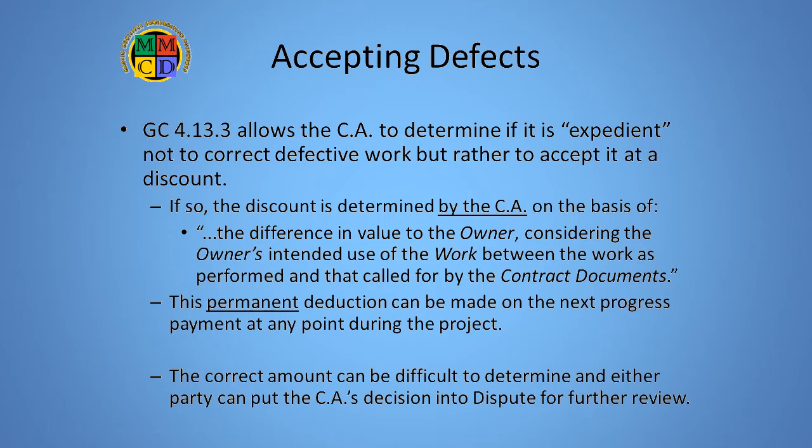A simple example might be a small area of paving which was laid slightly less thick than required. Rather than trying to overlay or remove and patch, the CA might determine the loss in long-term value to the owner and authorize a permanent deduction. Of course, this needs to be confirmed with a change order, notifying both parties of the adjustment. Determining the correct amount can be quite complex. Nevertheless, it is the CA's responsibility to make that initial decision. Either party can challenge that decision by following the disputes protocol.